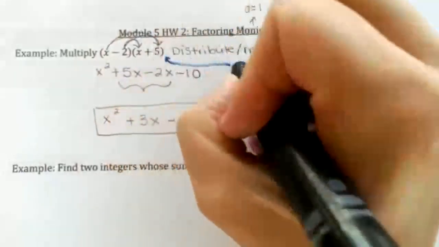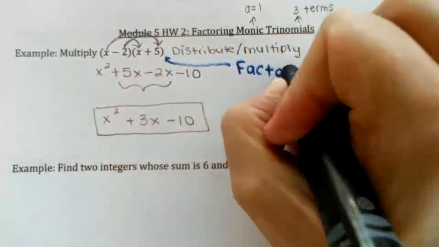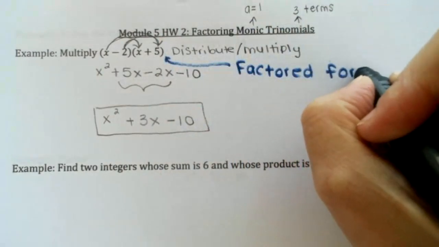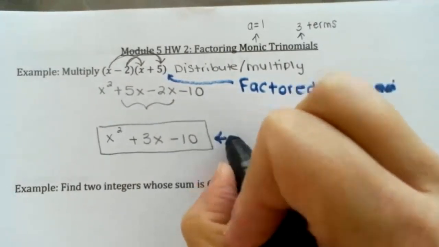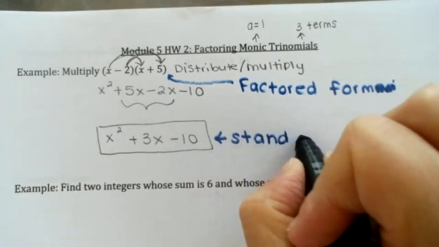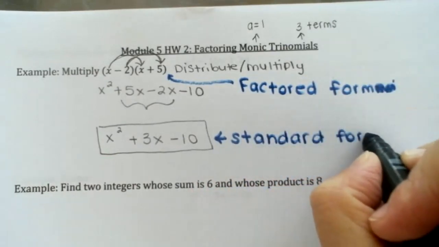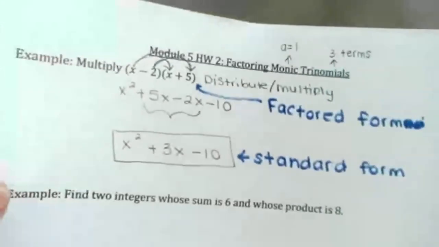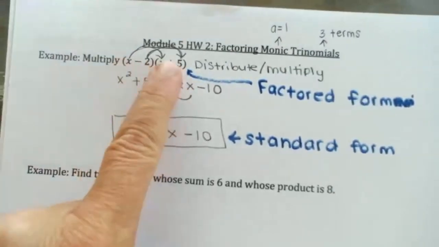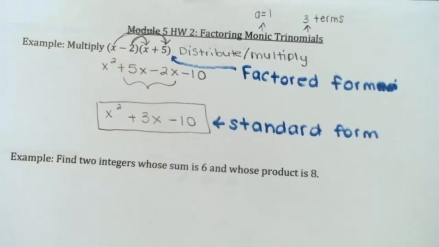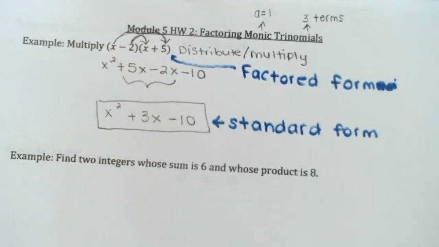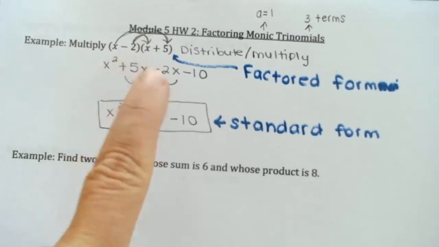So a couple things before we move on. Notice this up here is our factored form. And this would be our standard form. Our factored form and our standard form. So factored form, remember, is 2 things that are being multiplied together. So x minus 2 times x plus 5, we can multiply those 2 factors together to give an all multiplied out standard form. So before, let's do this next problem, then I'm going to come back to this problem.